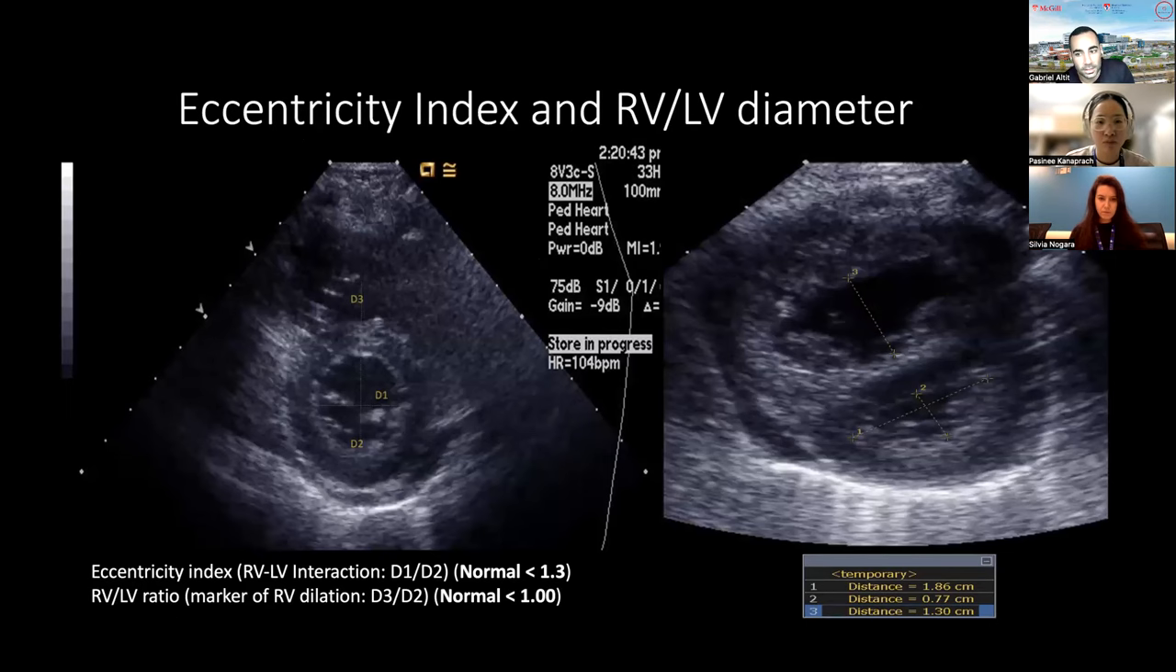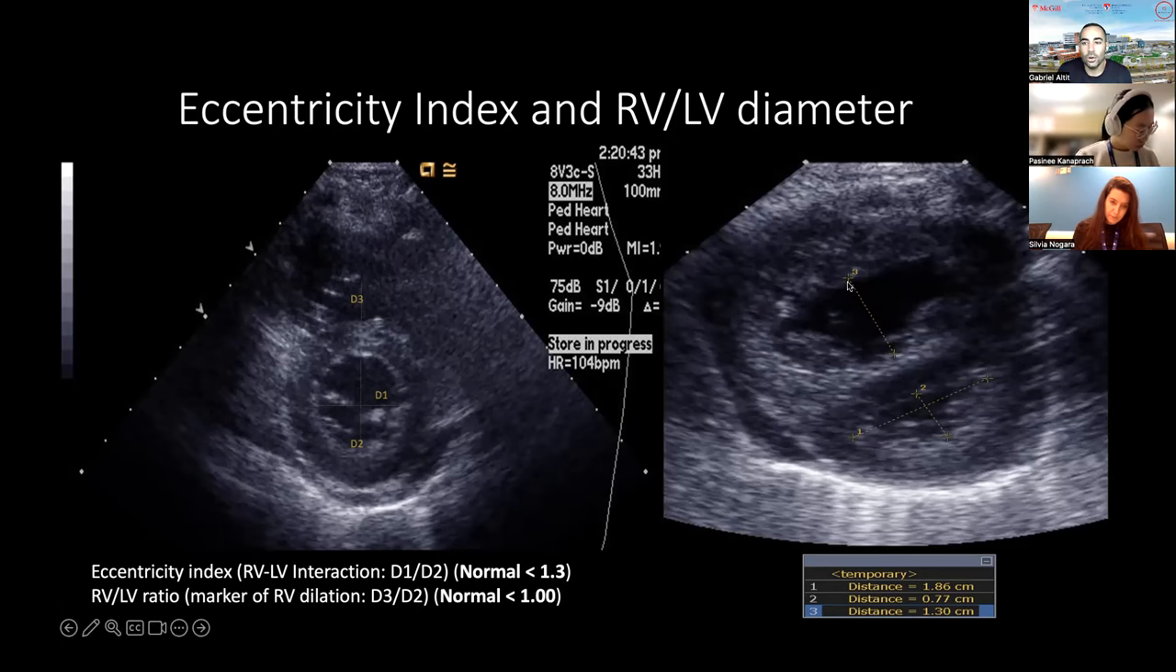Eccentricity index, at peak systole at the papillary muscle level. You want to measure the diameter that is the largest and parallel to the septum, and you want to divide it by the diameter that is perpendicular to that. If you have a perfect circle, it's going to be 1. And the more you start having septal flattening and eventually septal bowing, this ratio is going to start increasing. And that's why we say that abnormal is 1.3 and more. And that's based on studies that I'm going to show.